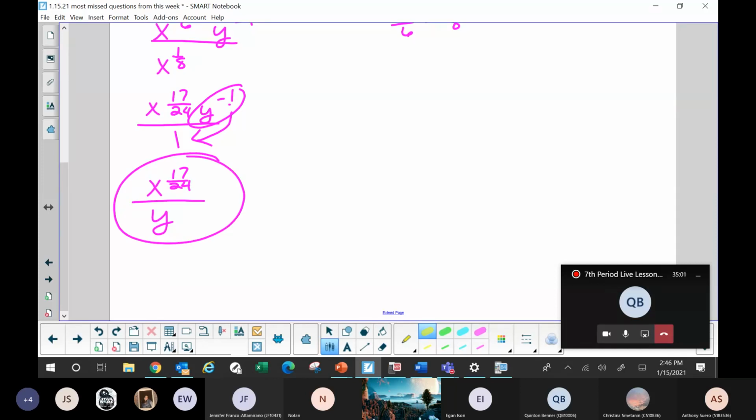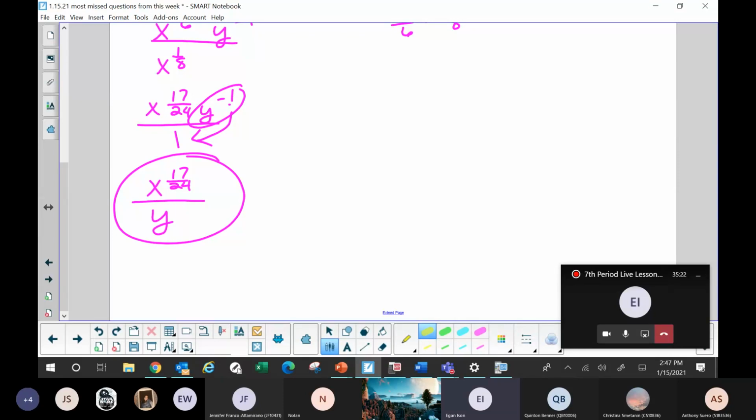Does that help? Do you still have questions as to how I did something? Wait, how'd you move the y down there? Because it's got a negative exponent, and you don't want a negative exponent. You don't want to leave your final answer as a negative exponent.